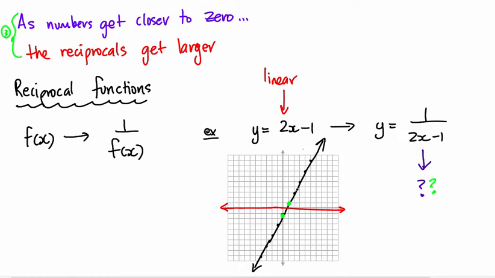But as these points get bigger and bigger and bigger in the y direction, so as the y's get further away, the reciprocal graph in that y direction gets closer and closer to 0.